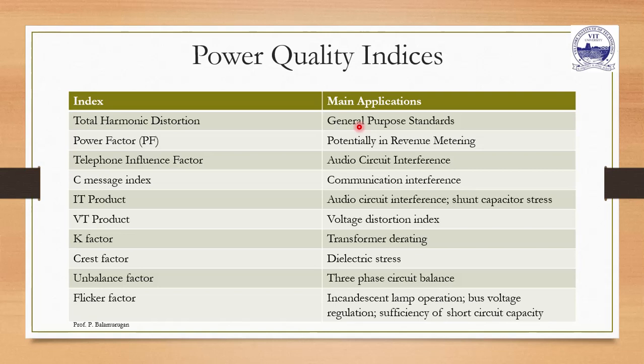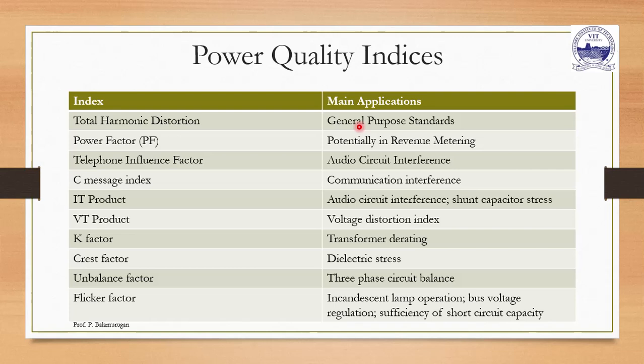Telephone influence factor is the measure which gives the audio circuit interference, that is, the interference due to the harmonics present in the voltage or current waveform with the neighboring communication lines. And C message index is used for communication interference. IT product is used for audio circuit interference and for measuring the shunt capacitor stress.